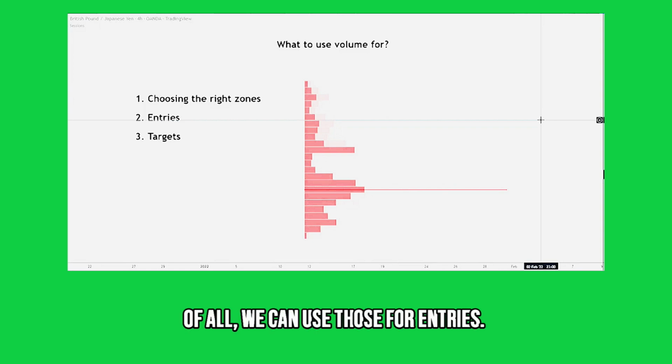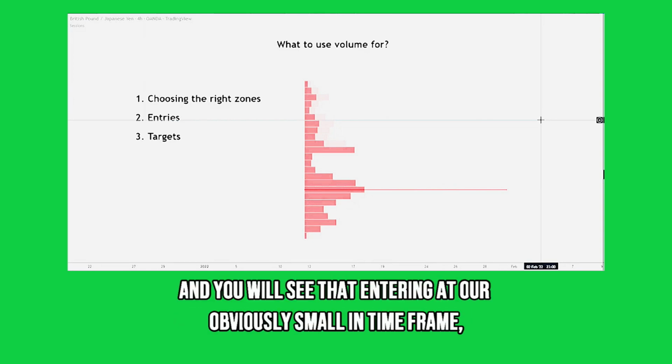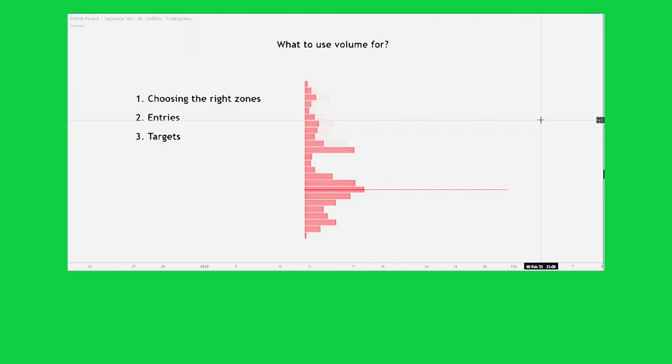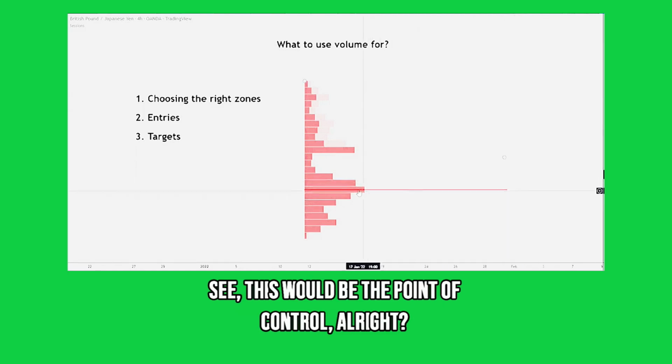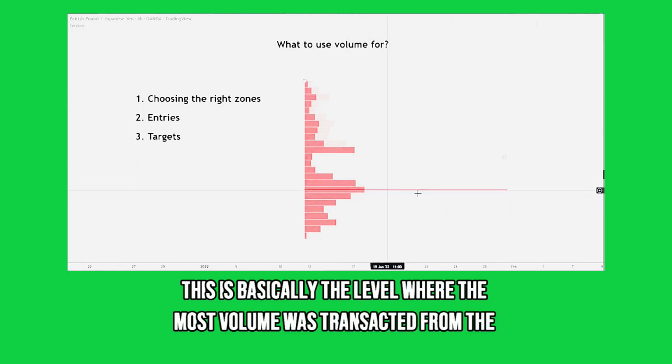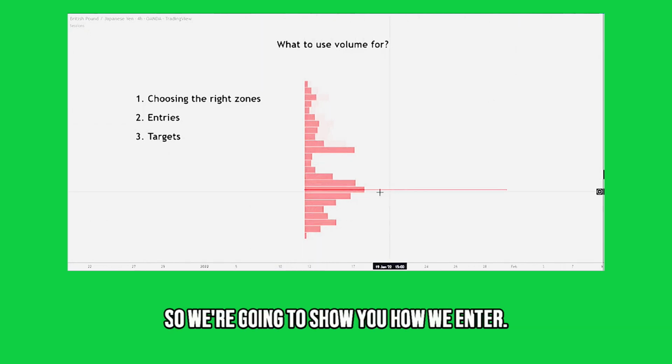Second of all, we can use those for entries. We'll cover a little bit of entries as well, and you will see that entering at our smaller time frame, seeing where the volume is, seeing where the point of control is. As you can see, this would be the point of control. This is basically the level where the most volume was transacted from a certain range that you chose. We're going to show you how we enter at these levels.